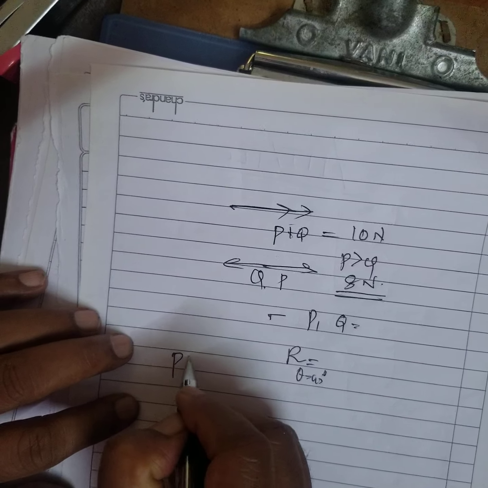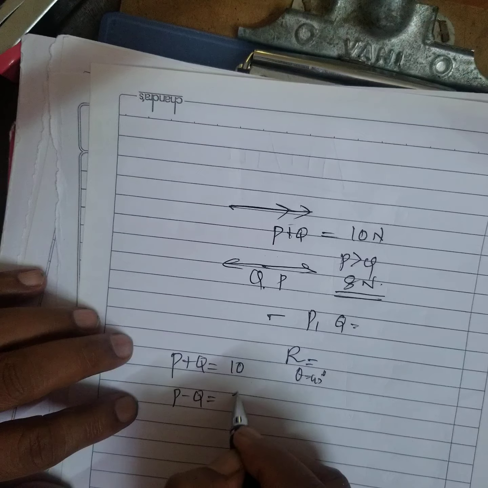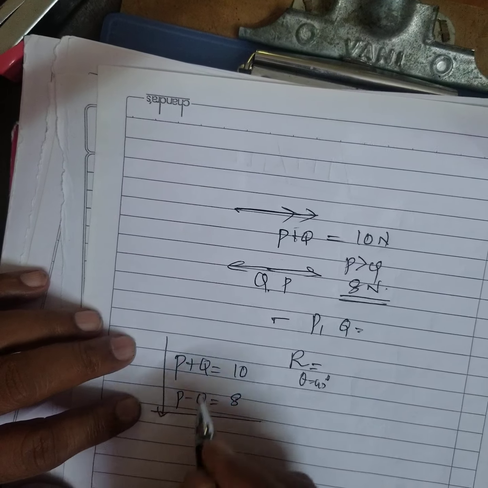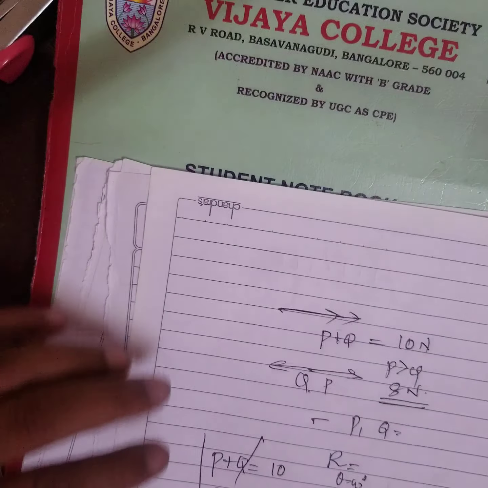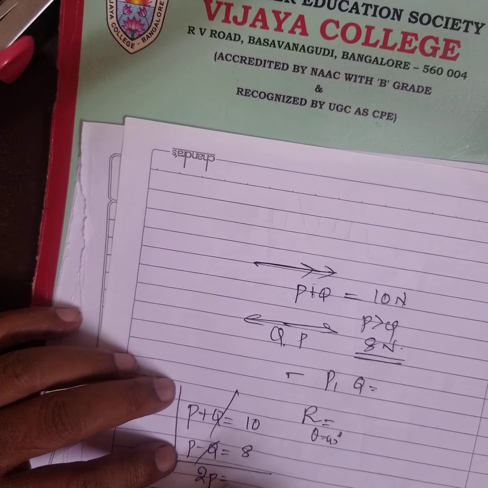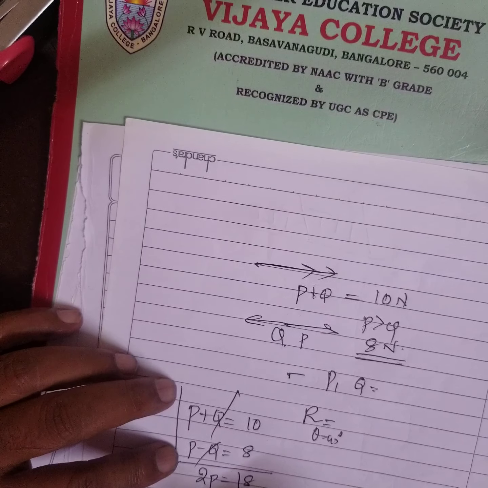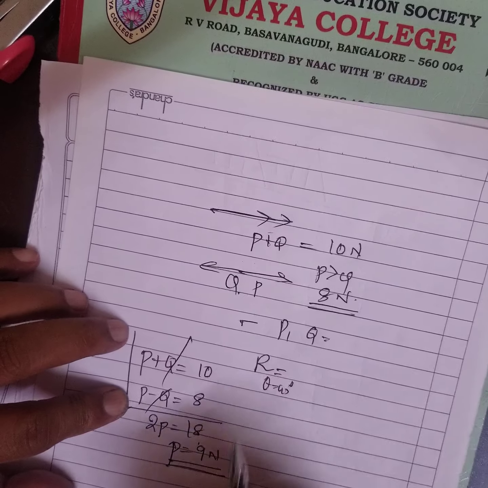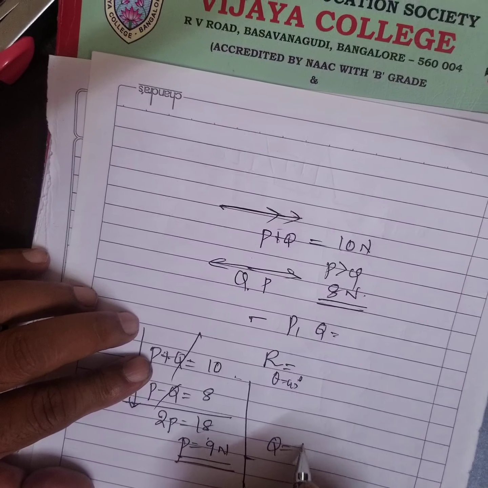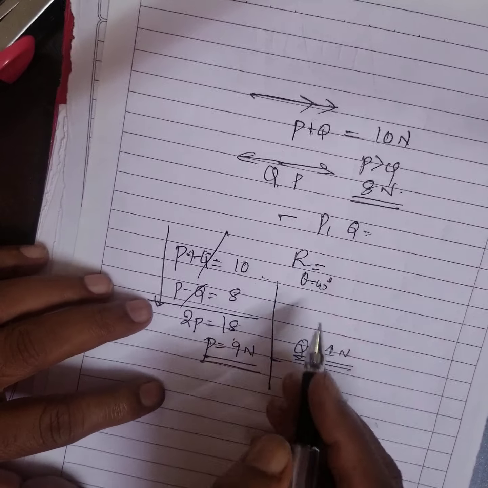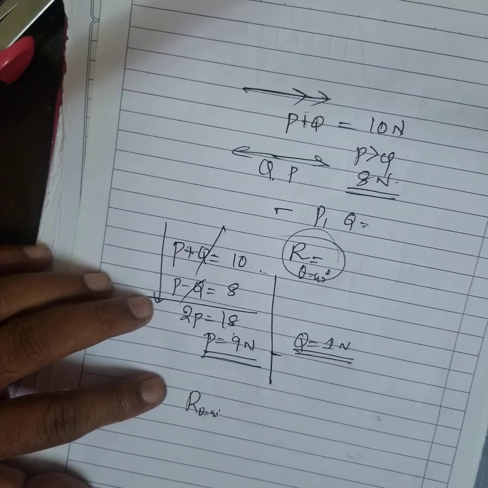Here what is given? P plus Q is equal to 10. P minus Q is equal to 8. Adding it, what do you get? 2P is equal to 18. Therefore, P is equal to 9 Newton. Since P plus Q is equal to 10 Newton, Q should be what? 1 Newton. And now, what is the resultant if theta is equal to 45?